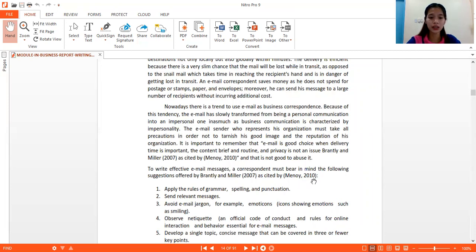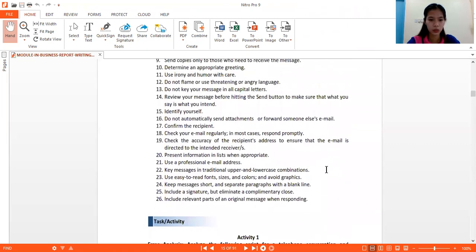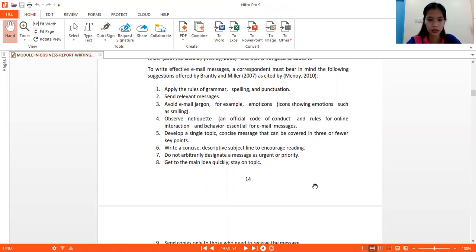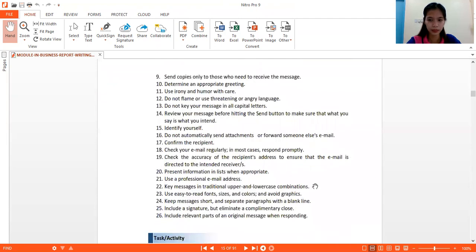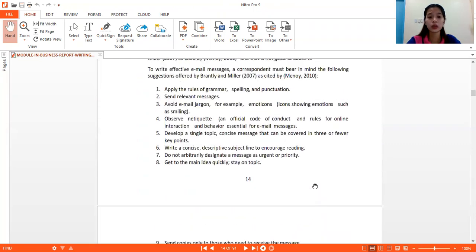So, to write effective email messages, a correspondent must bear in mind the following suggestions offered by Brantley and Miller 2007, as cited by Menoy 2010. There are 26 suggestions from Brantley and Miller. So you just read it. It's self-explanatory. Okay. So bear in mind those 26 suggestions from Brantley and Miller.